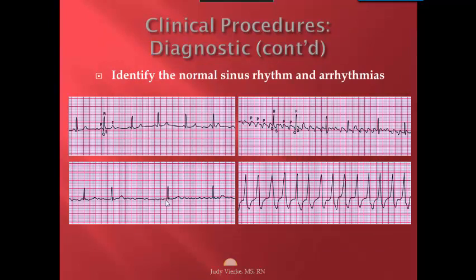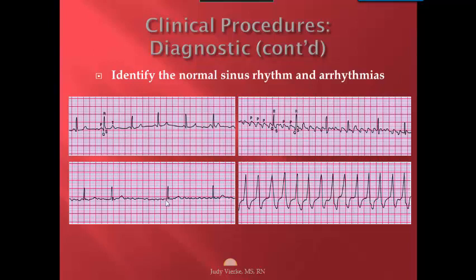This is just showing you some different rhythms, and you have some in your book as well. Do not stress over this. We are not an EKG interpretation course, but the first one on this slide is a sinus rhythm, normal. The second one on the top is atrial flutter. The atria are moving many more times than the bottom of the heart, and that's fine. Many people live with that and are fine.